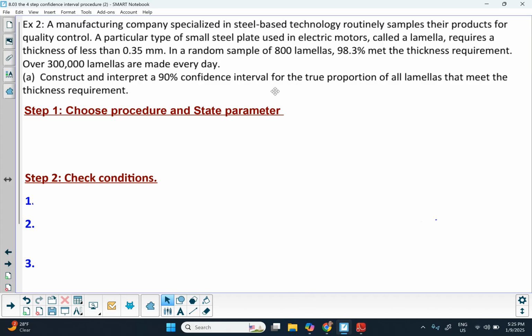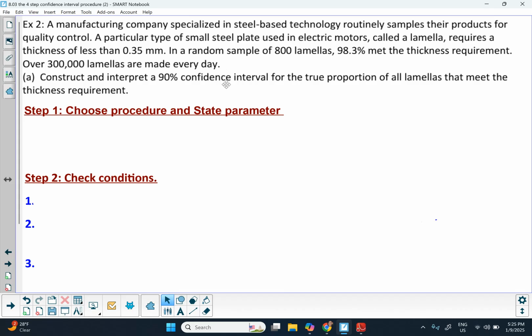Sometimes they don't tell you which one it is. How can you tell if they didn't? Think about the data that's being collected. You're asking the question, is the lamella less than 0.35 millimeters or isn't it? So that's a yes or no question. If the data that you're collecting is yes or no, then you're going to analyze it using a proportion. If the data that you're collecting is some sort of measurement, whether it's time, length, height, weight, volume, money, then it would be the means. So that's what we mean by categorical versus quantitative data.